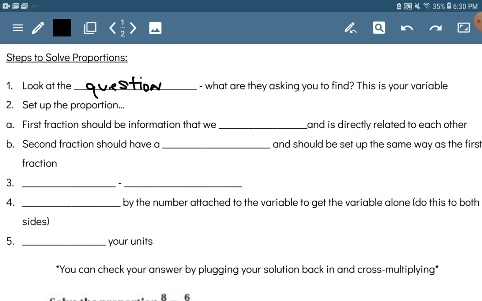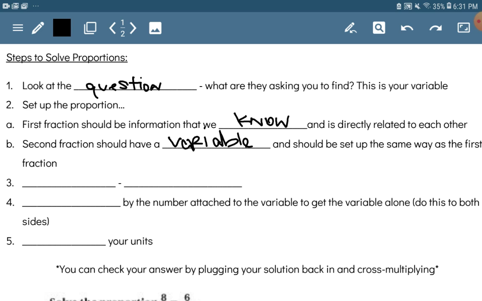So our first fraction should be information that we know and is somehow directly related to each other. So usually that's going to be found in the same sentence or very, very close to each other in the word problem. Our second fraction should have our variable in it, so the number we don't know, the thing we're trying to find. And it should be set up the same way as the first fraction, so we have to stay consistent. That's going to make a lot more sense when we do the examples on the back.